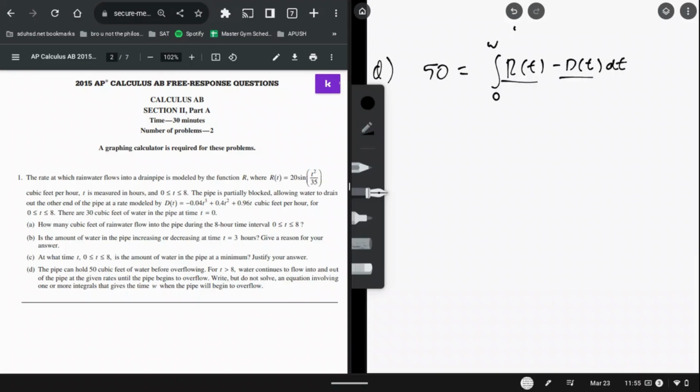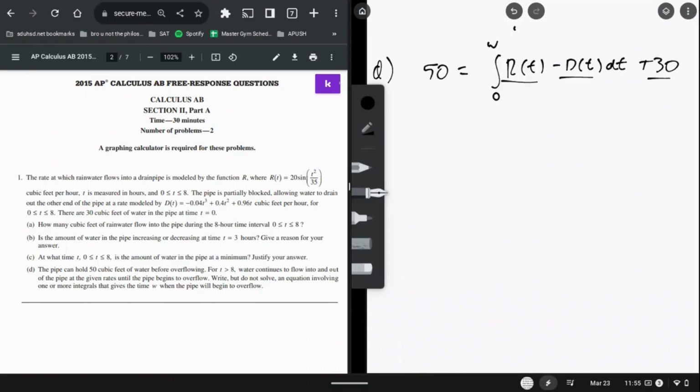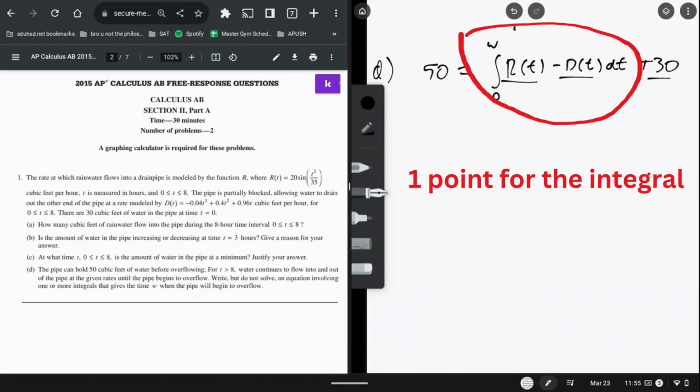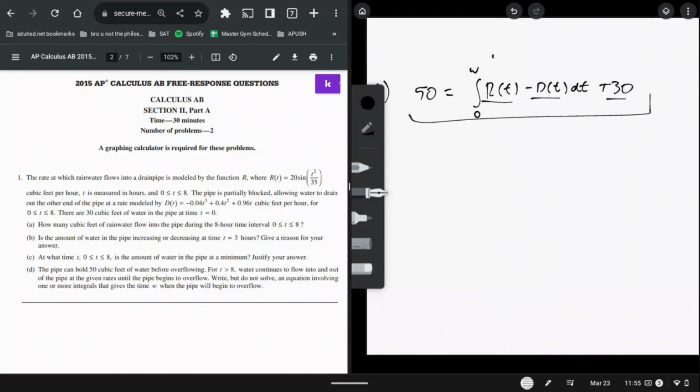And then last thing, make sure to add plus 30, because that is technically your initial value that they tell you right here, where there are 30 cubic feet of water in the pipe at time 0. So this should be your equation. Something short, and you don't have to solve it because they tell you not to solve it. So that is the 2015 AP Calculus FRQ for number 1, a rates problem.